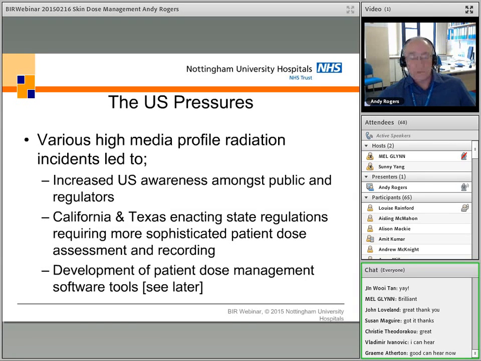Two states in particular come to my mind, California and Texas, have enacted regulations, and a lot of this was based around CT incidents, but it has an impact on interventional. They enacted state-based regulations where they wanted, in the patient report, quite precise and organ-based radiation dose information. And that led to a big push for the development of patient dose management software. We'll come back to this later.